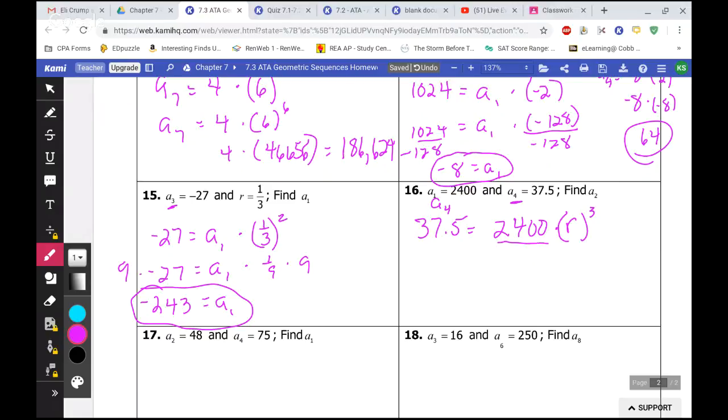So the very first thing we want to do is divide both sides by the 2400, because we're trying to isolate that r. And this is already an ugly variable. I hope my calculator does this. Let me see.